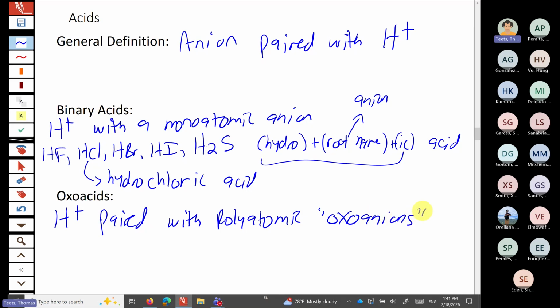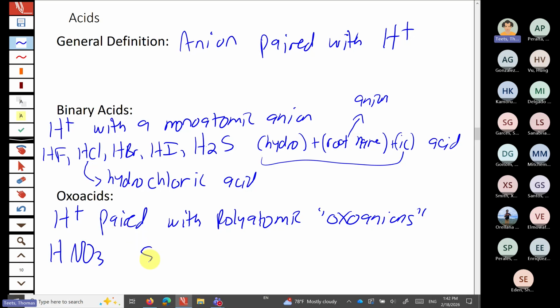Oxoanions are those many different types of polyatomic anions that have a center atom with oxygen around them. Nitrite, nitrate, sulfite, sulfate, chlorate, perchlorate, all the ones that have a center atom with oxygens around it are called oxoanions. And if you pair those with H plus, you make what's called an oxoacid. So HNO3.